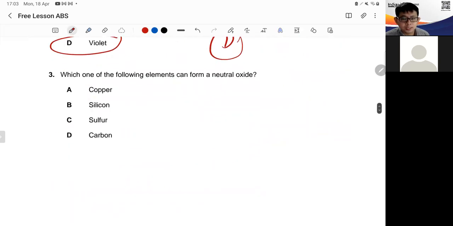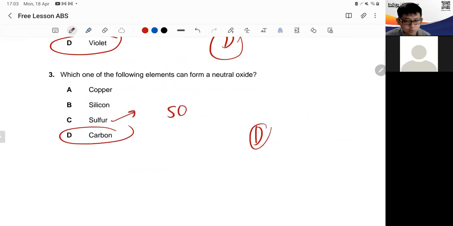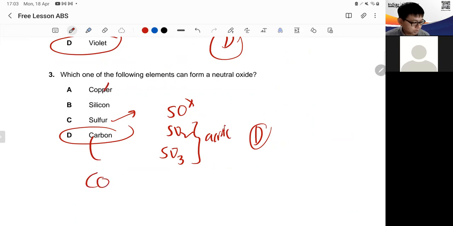Which ones can form neutral oxides? Only non-metals can do that, which means straight away zoom into carbon. Sulfur cannot. There's no such thing as sulfur monoxide, if you're wondering. This one is acidic, this one is acidic. Not possible. Only carbon can, because of carbon monoxide. These two are out already.